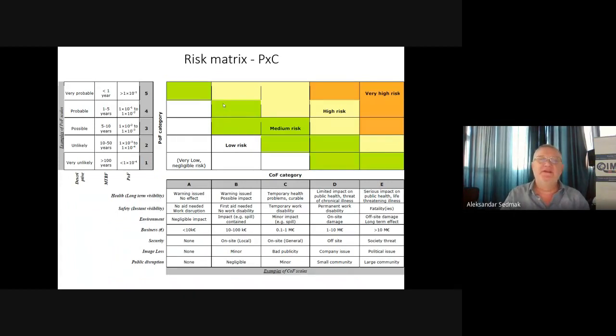Now, in more detail, the same risk matrix is shown here, and we have the consequence of failure category, which is described here in terms of health, safety, environment, business security, image loss, and public disruption, and also the probability of failure, which is here given in the simplest possible way, and that is the probability as number of events per year divided by some reference number.